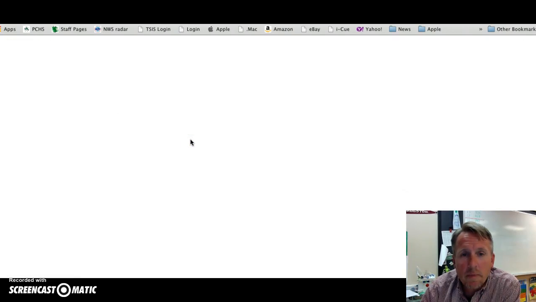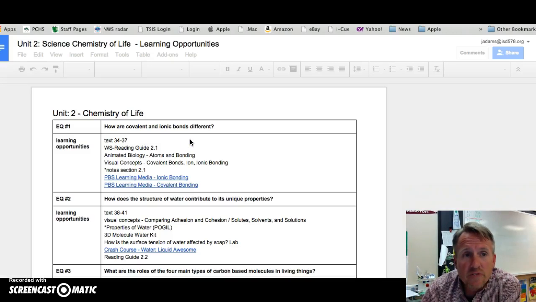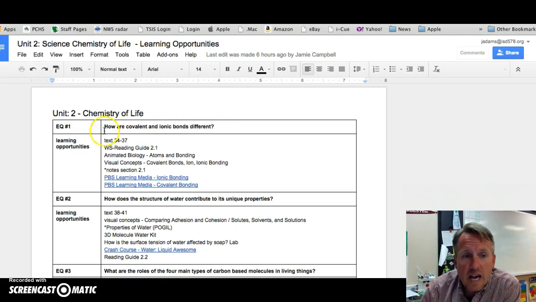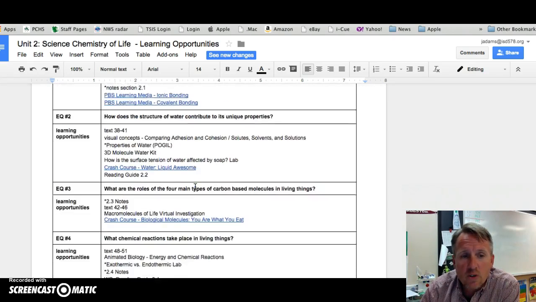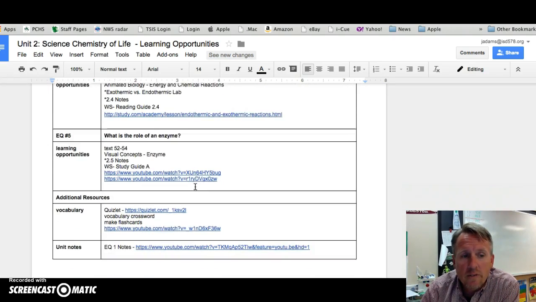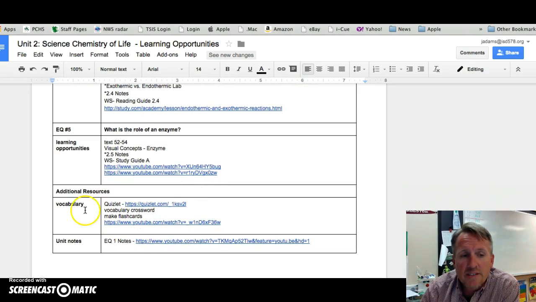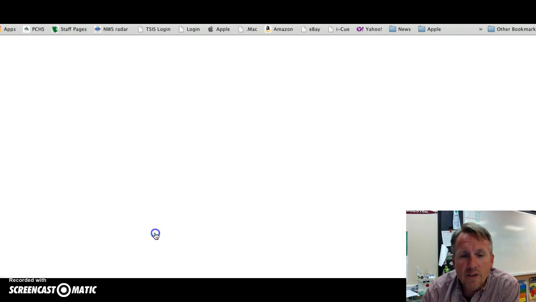If you open that up, it's just like the learning opportunities for Unit 1. At the top, we have the essential question. Then we have a number of learning opportunities to help you learn that essential question. Same thing for essential question 2, 3, 4, 5, and then down at the bottom, you'll find vocabulary. When you click on vocabulary, you'll find the Quizlet, but you'll also find the YouTube video. You can open up the YouTube video.